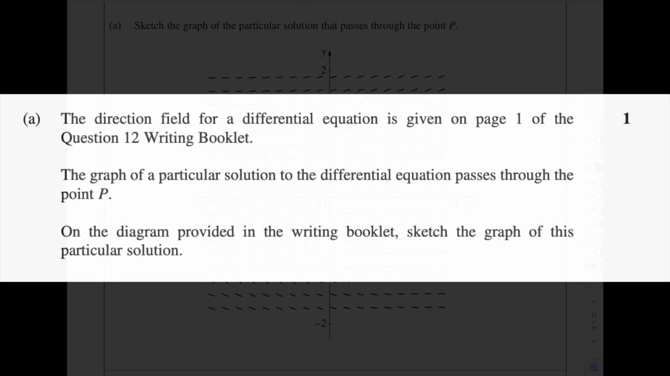The direction field for a differential equation is given on page 1 of the question 12 writing booklet. The graph of a particular solution to the differential equation passes through the point P. On the diagram provided in the writing booklet, sketch the graph of this particular solution.